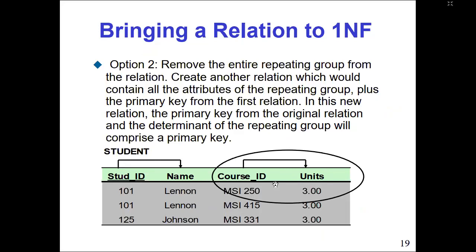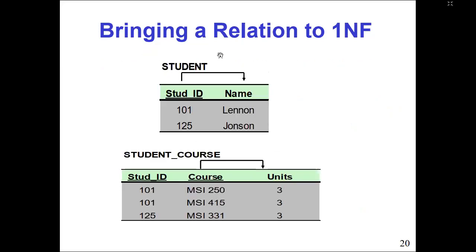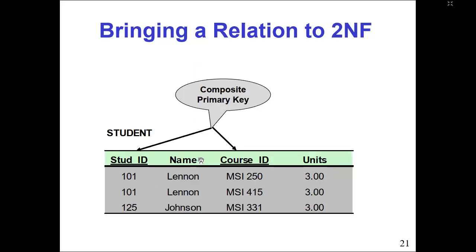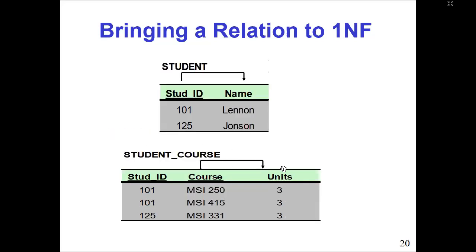Student id, name, course id, units, I am breaking here. While I am breaking, student id and name, simply I give the next one, student course student id, or else you can give the other way around, right? I am giving this way around, student id. So breaking into two: student id name, and student id course units.